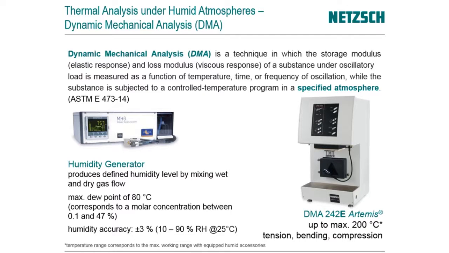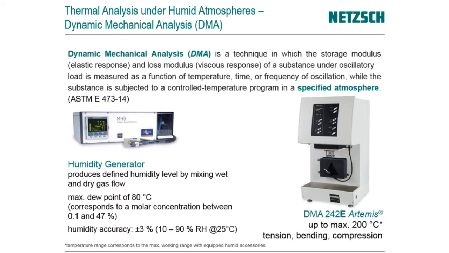So the third method is the dynamic mechanical analysis, DMA. It's a technique in which the storage modulus and loss modulus of a substance under non-destructive load is measured as a function of temperature, time, or frequency of oscillation, while the sample is subjected to a controlled temperature program in a specific atmosphere. So we have again the humidity generator and again a NETZSCH product, in this case the DMA 242E Artemis.